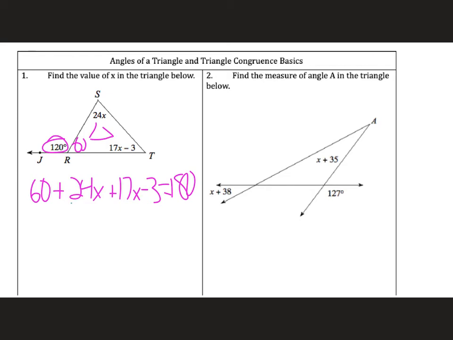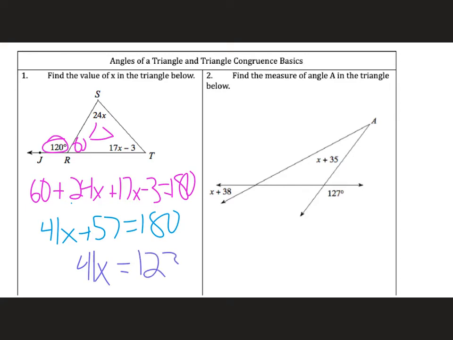So I have 24 and 17, so that's 41x. I have 60 and minus 3, so that's 57. And then I have 180. Then I'm going to subtract 57 from both sides. So I'm going to get 41x equals 180 minus 60 is 120, but 3 more, so 123. Ooh, that works nicely. Because then I'm going to divide both sides by 41, and I'm going to get x equals 3. That is way number 1.